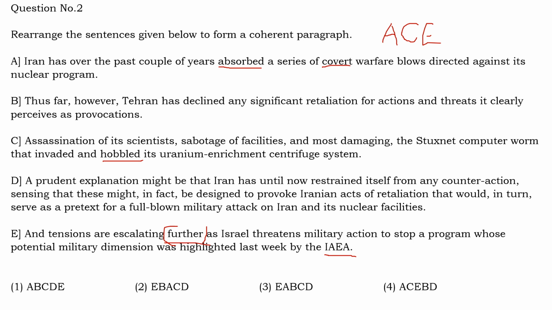what is Iran's reaction? Thus far, however, Tehran has declared. Tehran indicates any country's capital, if it is given in this context, means that country. So Tehran means Tehran is the capital of Iran.